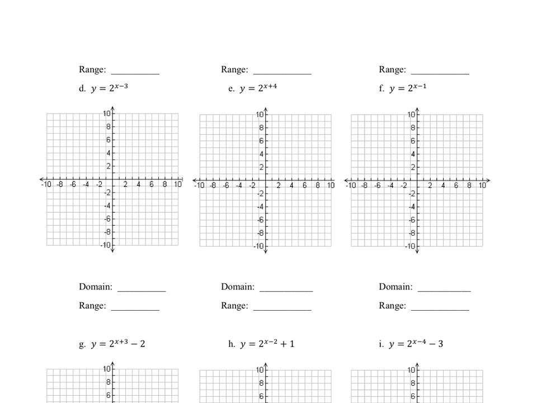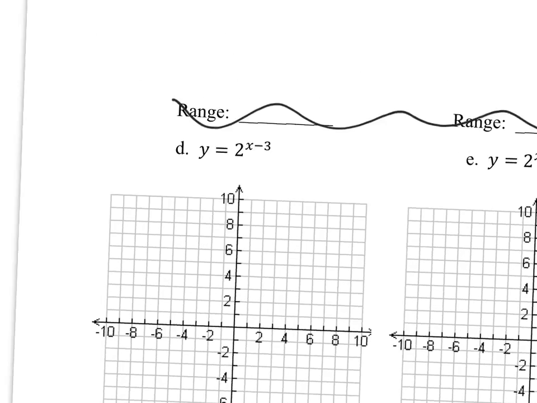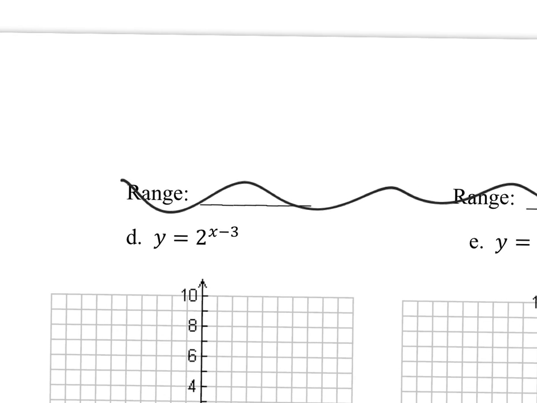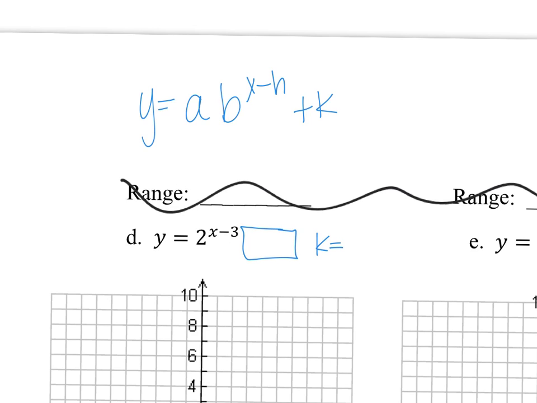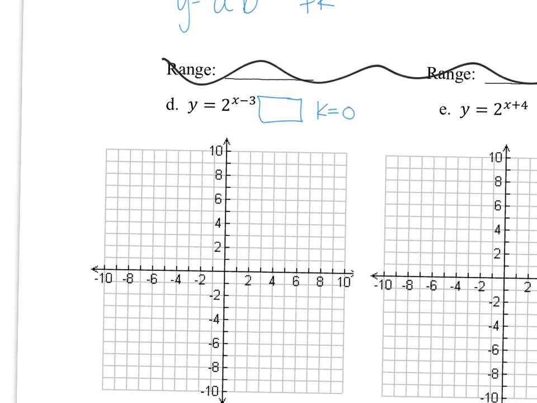Okay, now that I don't need all these ranges because I wrote it out already, go ahead and cross those out. Let's look at when we have a number in the exponent, and go back to the original equation: y equals a times b to the x minus h, plus k. Now that I don't actually have a k here, my k equals 0. That means my horizontal asymptote is going to be 0. So if I want to graph that, it's going to be 0.